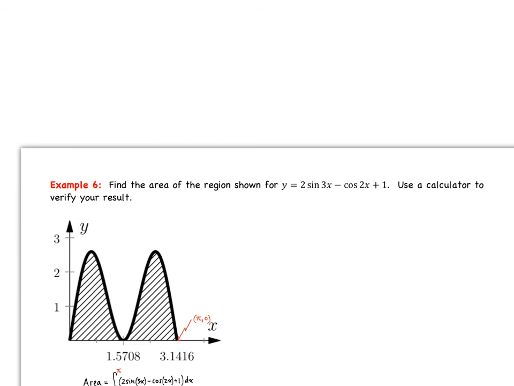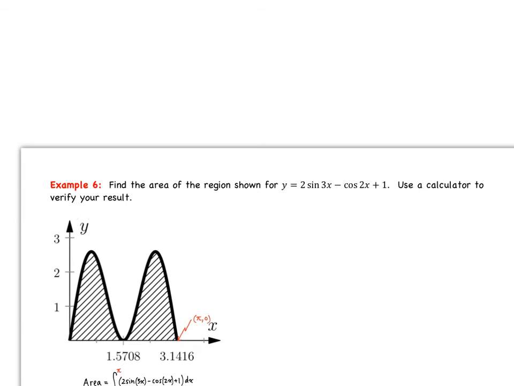This last example is asking us to find the area of the region shown for the curve y equals 2 sine of 3x minus cosine of 2x plus 1. In the end, we can talk about using our calculator to verify. So what does it mean to find the area? Again, the area is represented by the integral of that function, of that equation. So it's asking us really to find the integral of what y is, to integrate y.